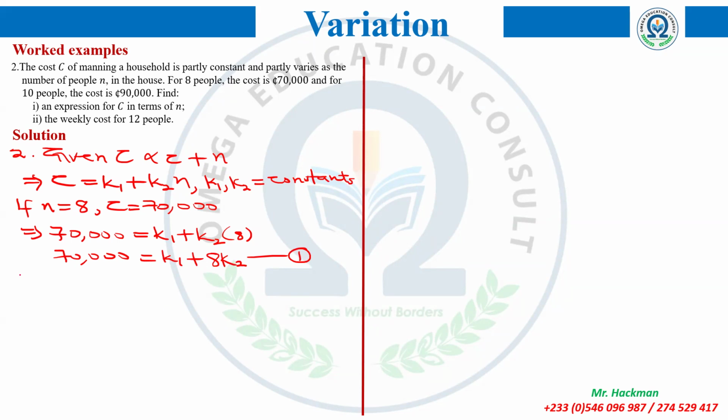And again, if n is equal to, what is our second n? 10. Your capital C, take note, will be equal to 90,000. So this implies that we are going to get 90,000. We are substituting that into this relation. 90,000 is equal to k sub 1, now I'm handling this one maturedly, plus I will substitute the n here. So the n is 10, so that will give us 10 times k sub 2.